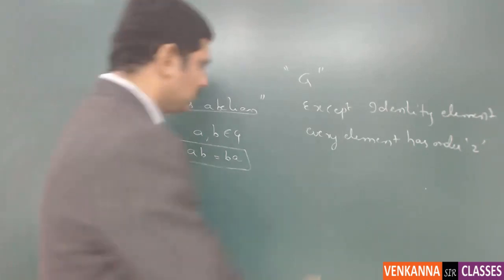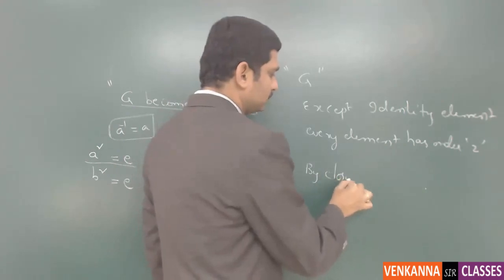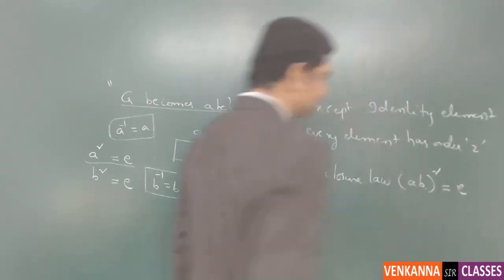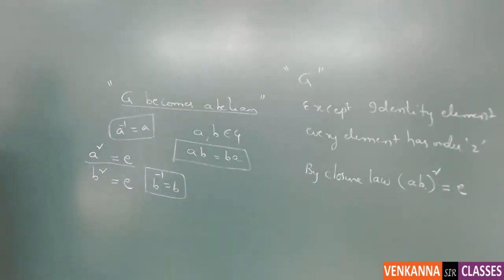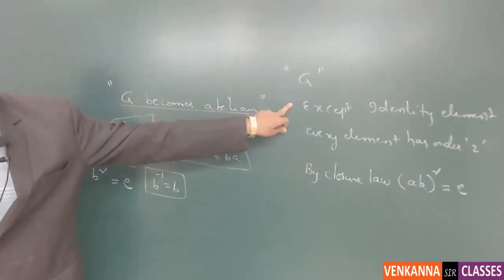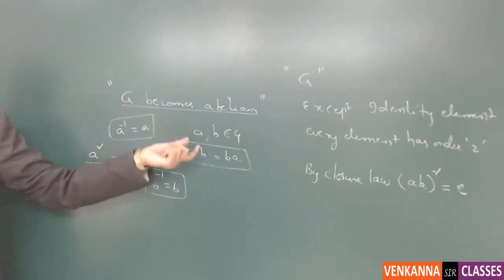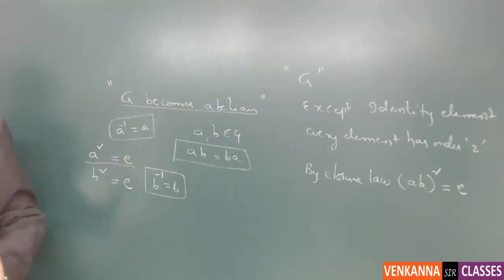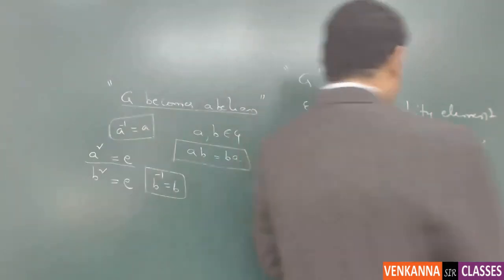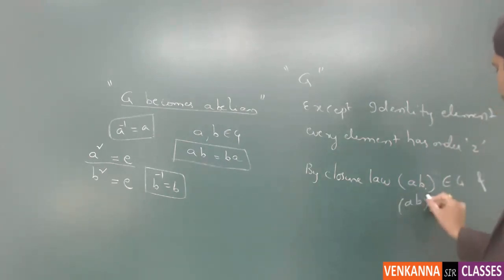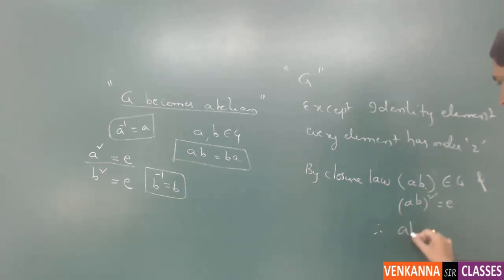Now what happens? By closure law, AB whole square is equal to identity. That we can say. Because every element except identity has order 2. Since by closure law, AB is also an element in G, and with the property of G, we can say AB whole square equal to identity. If you have a small doubt, you can write like, by closure law, AB belongs to G, and with the property of G, AB whole square is equal to identity. Therefore, we can say that AB whole inverse is equal to AB. Clear?